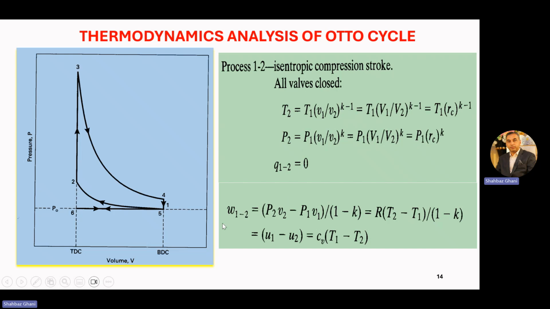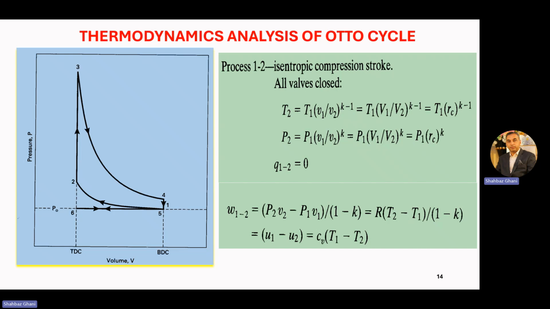So the specific work done is (P2 V2 minus P1 V1) divided by (1 minus K). This equation comes to the specific internal energy U1 minus U2, or we can write it as Cv times (T1 minus T2).